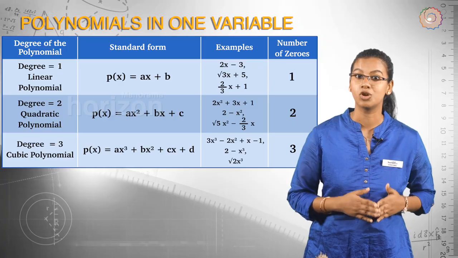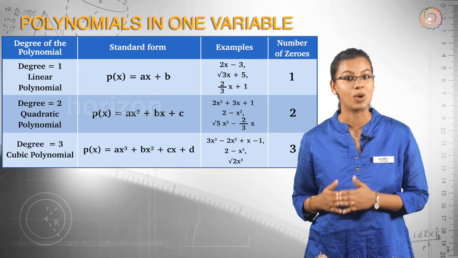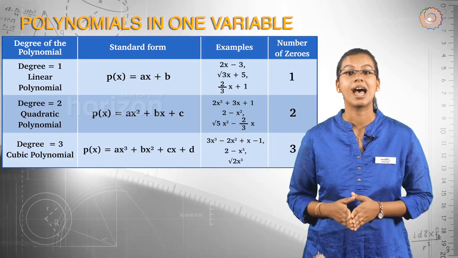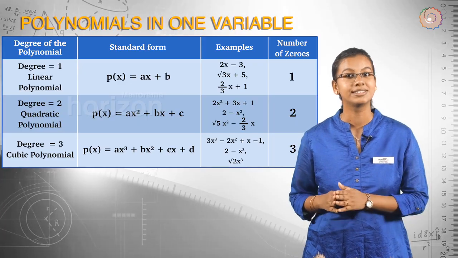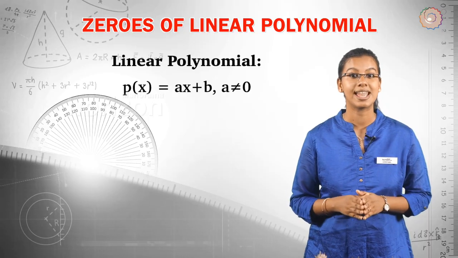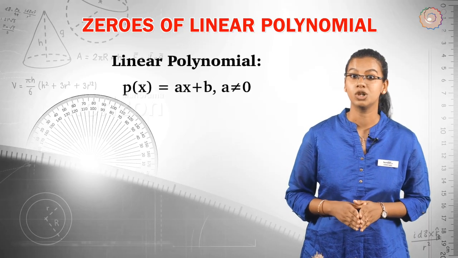The number of zeros in a polynomial in one variable is based on its degree. So, a linear polynomial has one and only one zero, a quadratic polynomial has two zeros, and a cubic polynomial has three zeros.